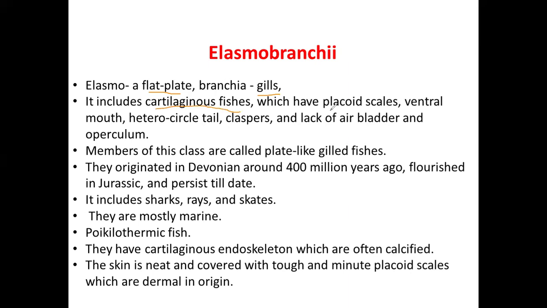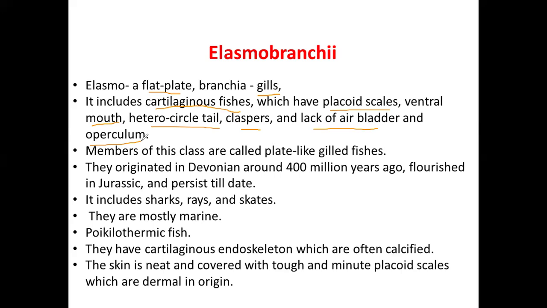They have placoid scales, and the mouth is in the ventral position. They have a heterocercal tail. They have claspers, and they won't have an air bladder or operculum. So these are the main general characteristics of Elasmobranchii.